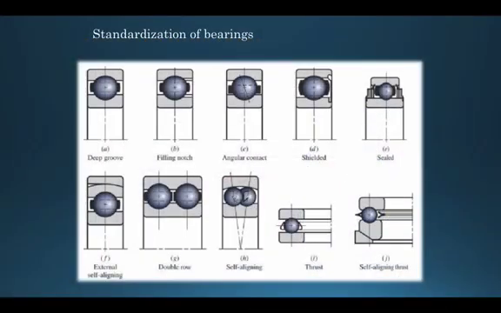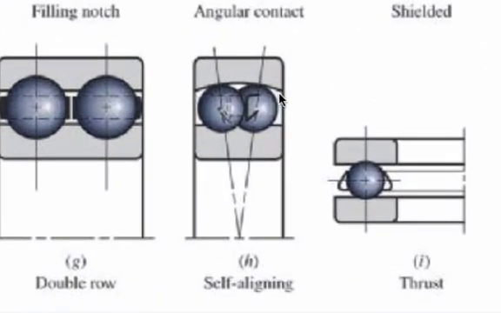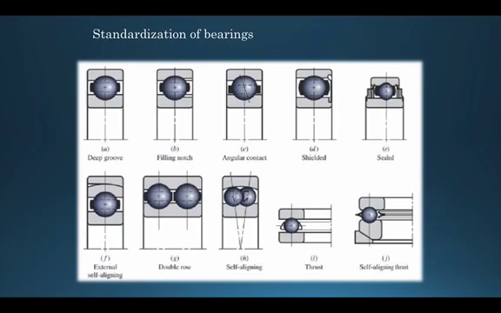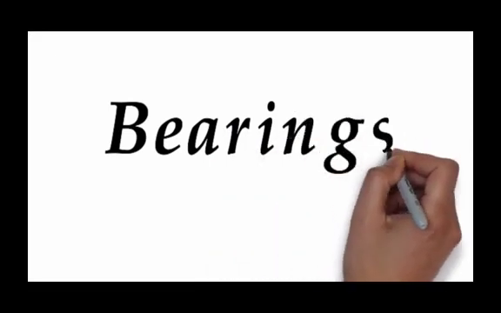And these are some other standard bearings: deep groove, filling notch, angular contact, shielded. And this is the self-aligned kind of ball bearing, which has a special geometry here. The speciality of the self-aligned bearing is that it can accommodate a little deflection in the shaft by using this geometry. So if there is a minute deflection in the shaft, you can use a self-aligned bearing. It has the capacity to align itself.